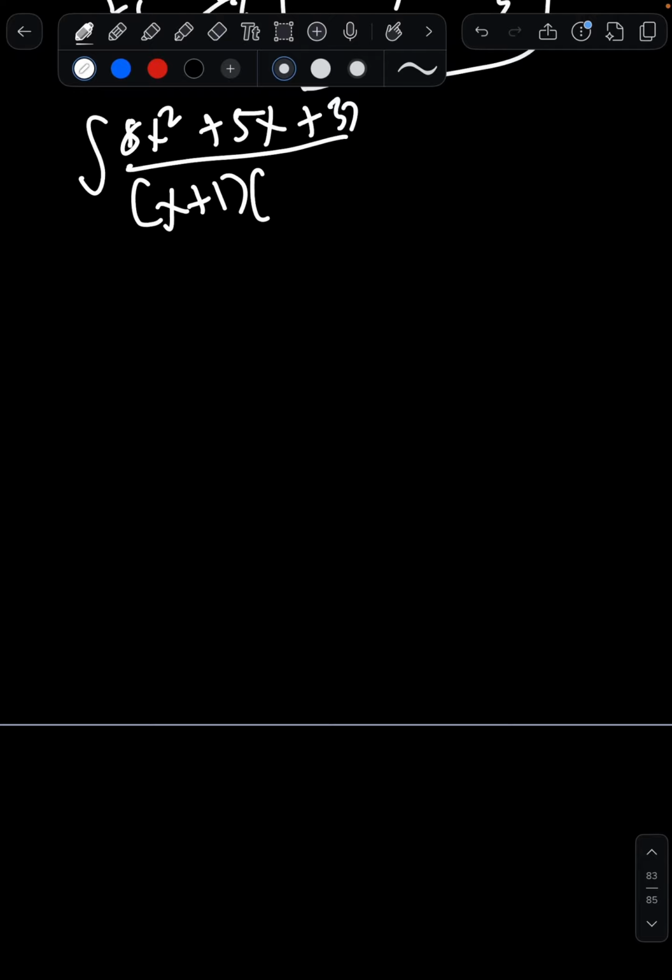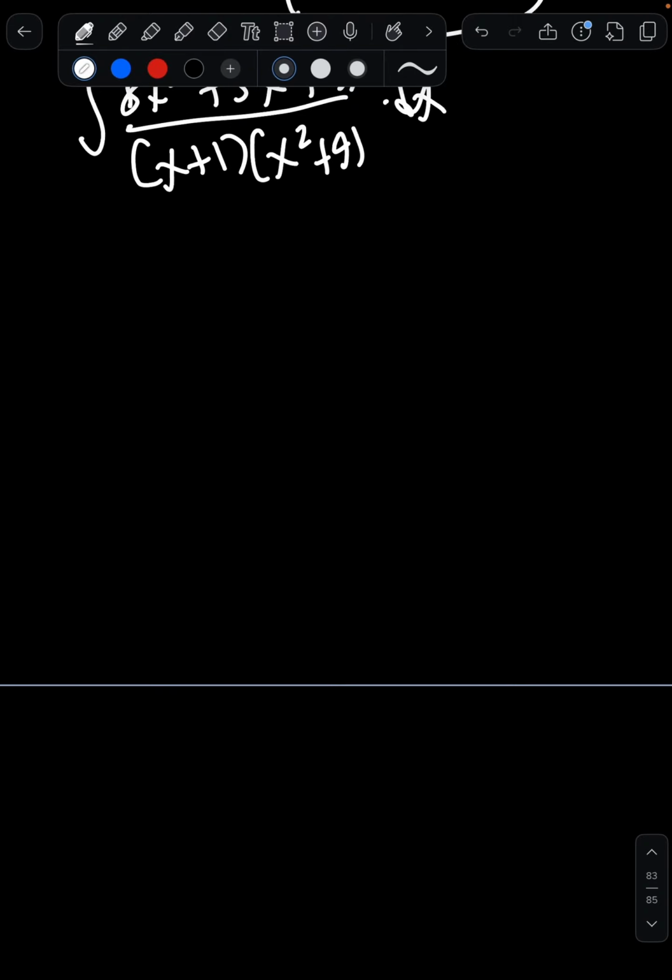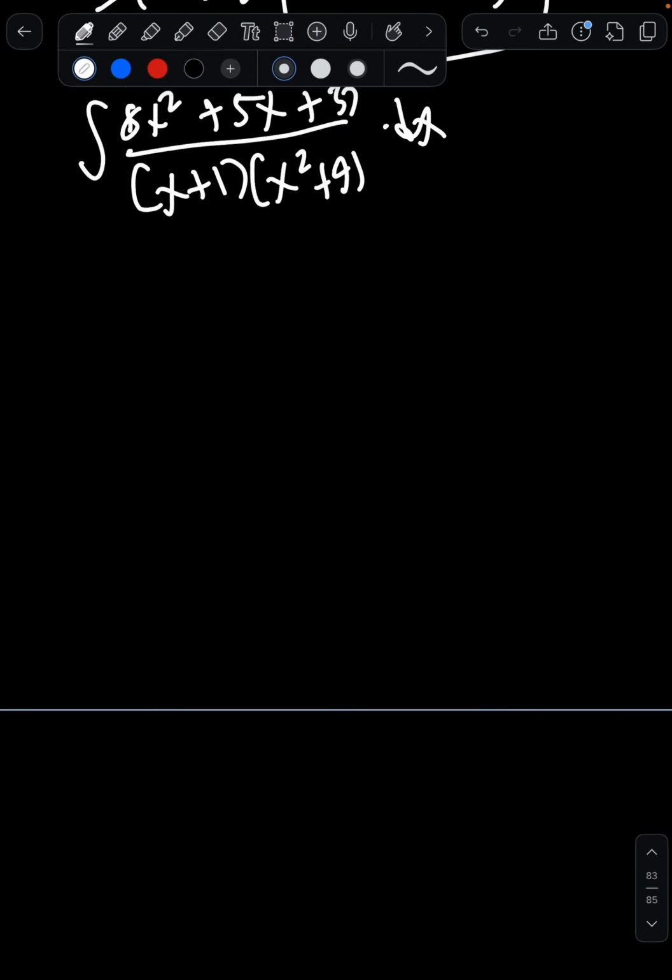Let's take the integral of 8x squared plus 5x plus 37 divided by x plus 1 times x squared plus 4, dx. Now, this has a repeated linear term right here like we discussed before, but it also has this term right here, which is called an irreducible quadratic, which requires us in the numerator to have a linear factor, such as bx plus c. So let's look at what that looks like.